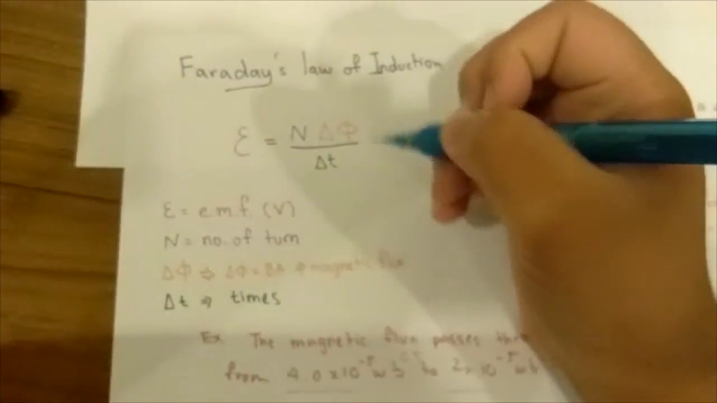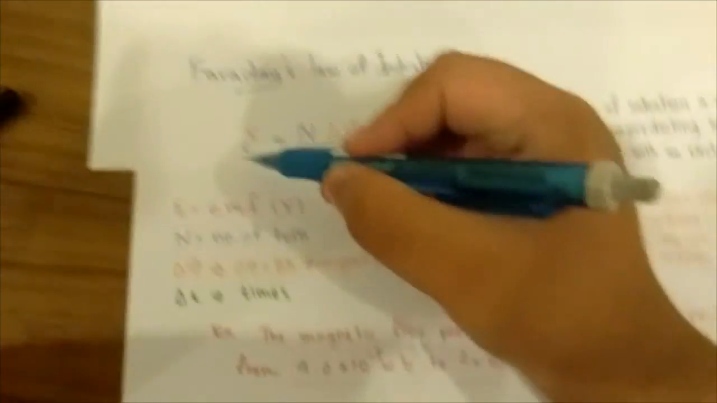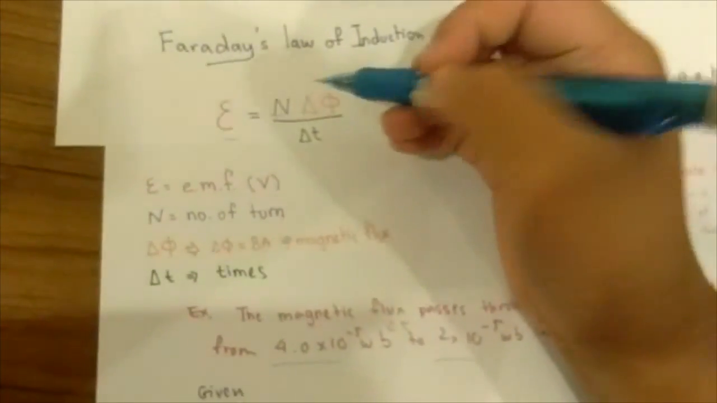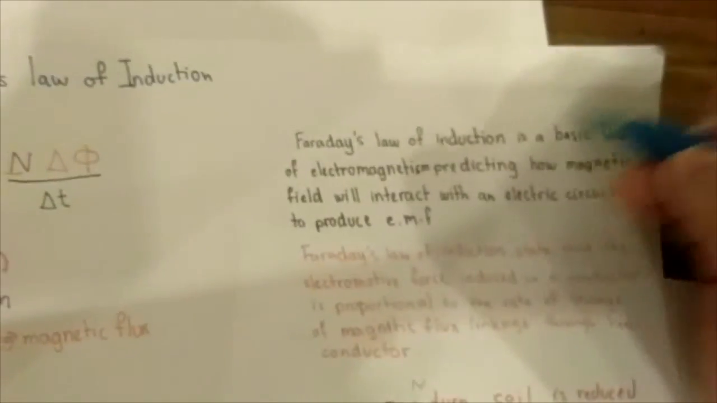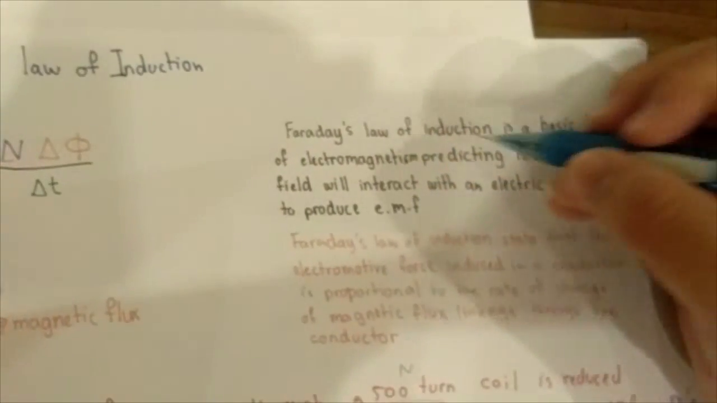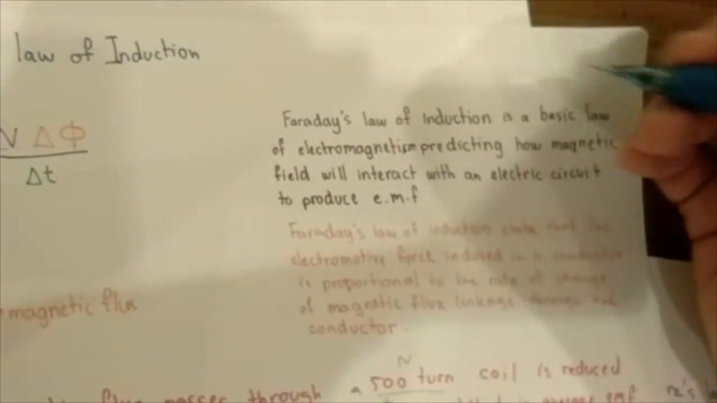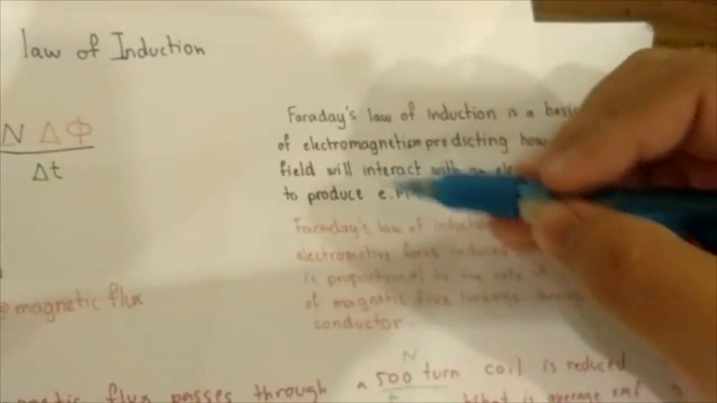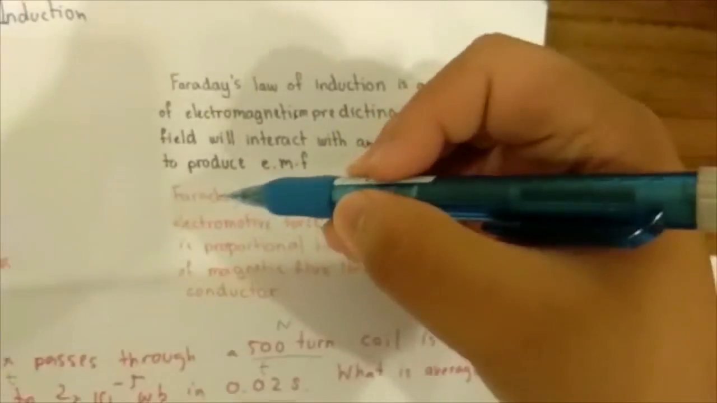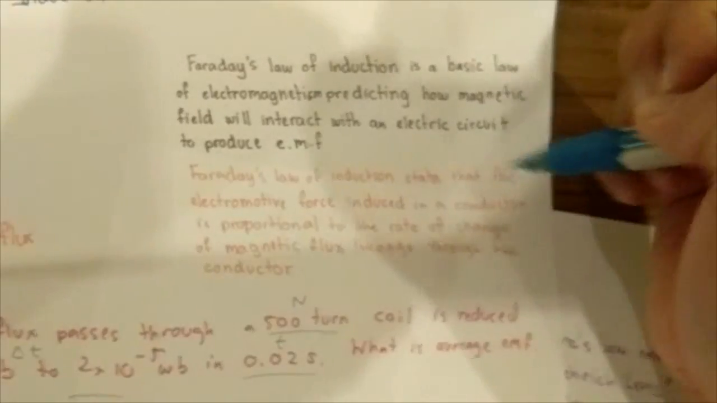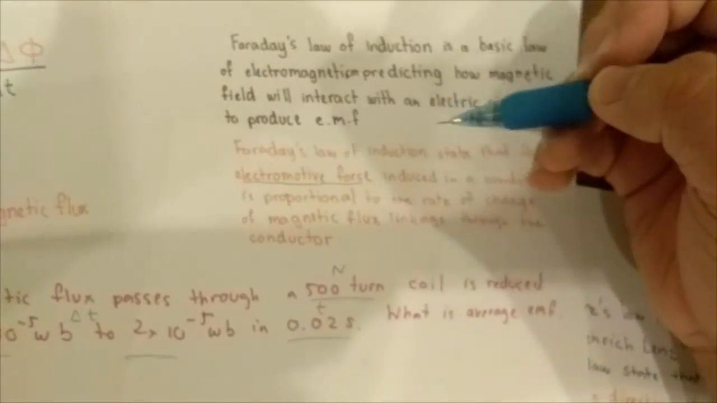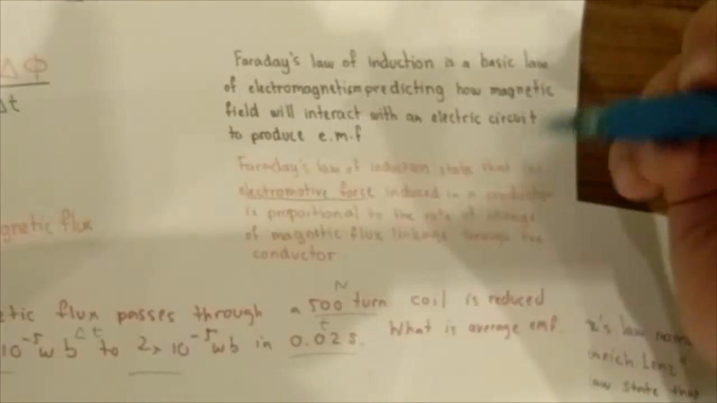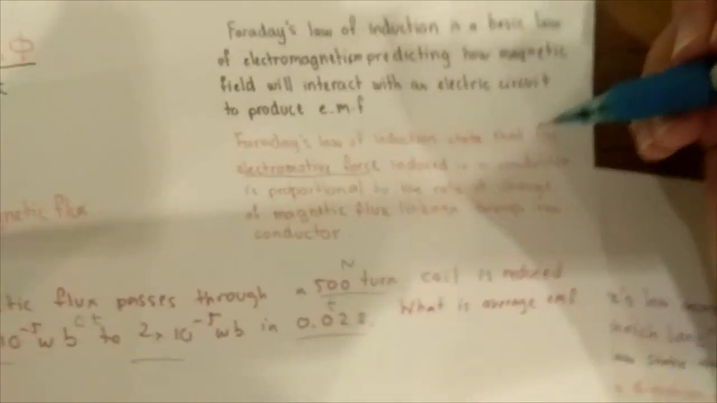So next we're talking about Faraday's law of induction. EMF equals the number of turns times magnetic flux over time. Faraday's law of induction is a basic law of electromagnetism, predicting how a magnetic field will interact with an electric circuit to produce EMF. It states that the electromotive force induced in a conductor is proportional to the rate of change of magnetic flux linkage through the conductor.